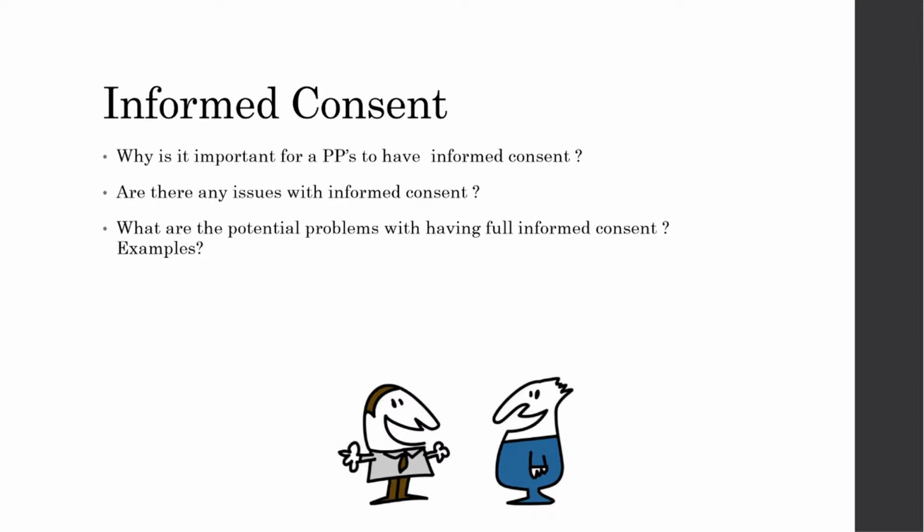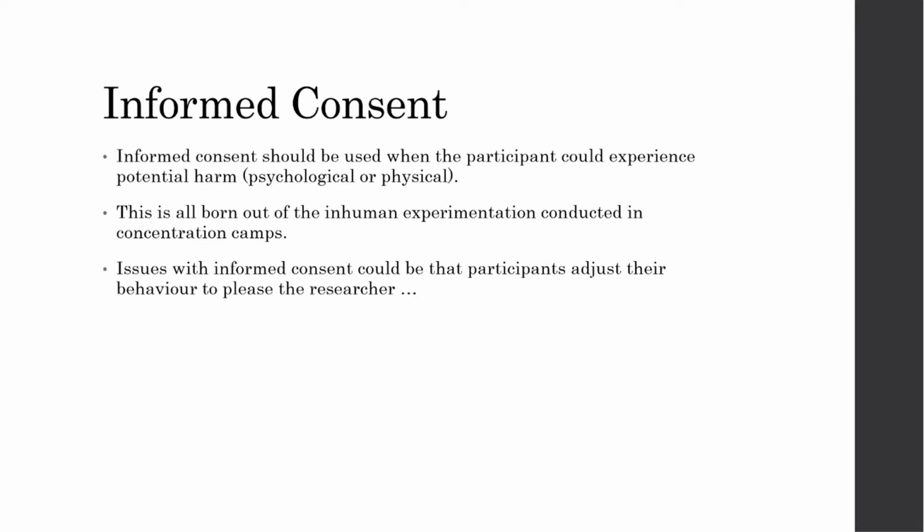Informed consent should be used when the participant could experience potential harm, psychological or physical. This is all born out of the inhumane experimentation conducted in concentration camps. So issues with informed consent could be the participants adjust their behaviour to please the researcher. So demand characteristics can be exhibited as a result, which obviously means for us we aren't truly measuring real behaviour. We are measuring behaviour in which a participant is readjusting to please the researcher as a result.